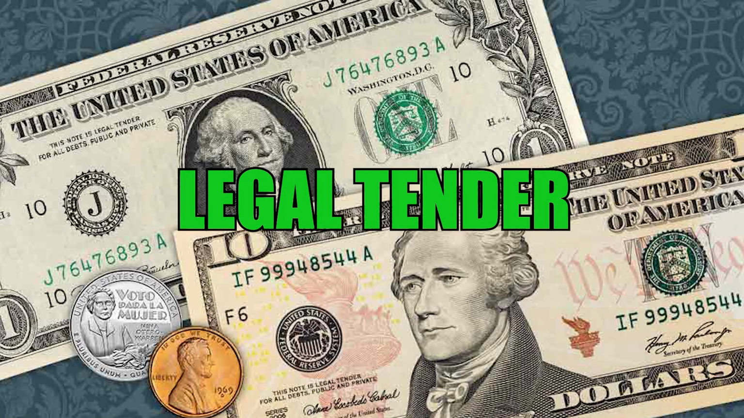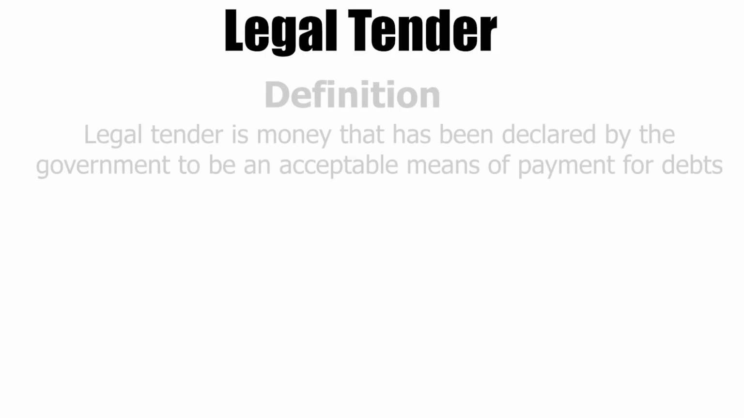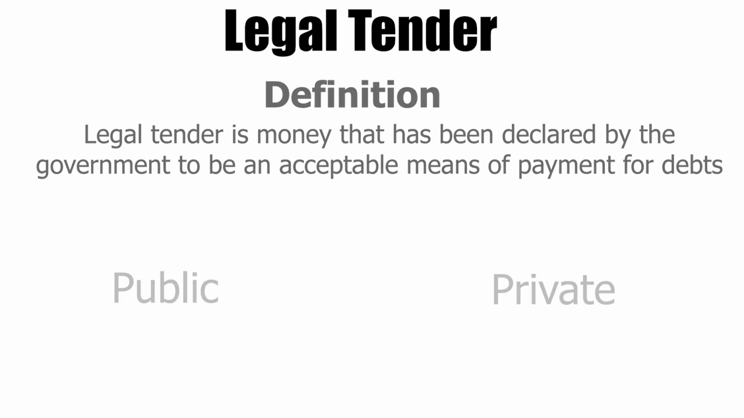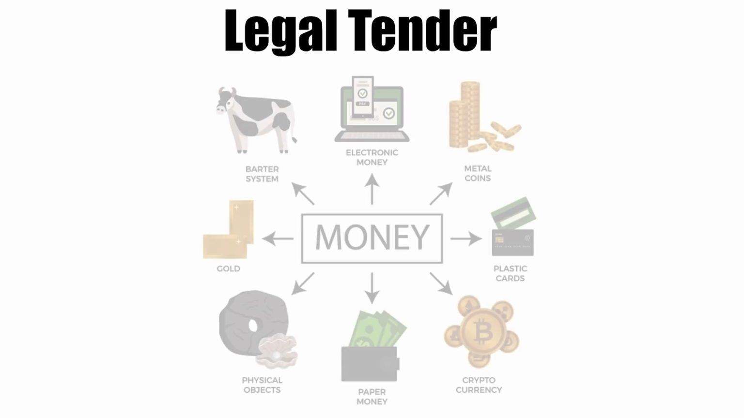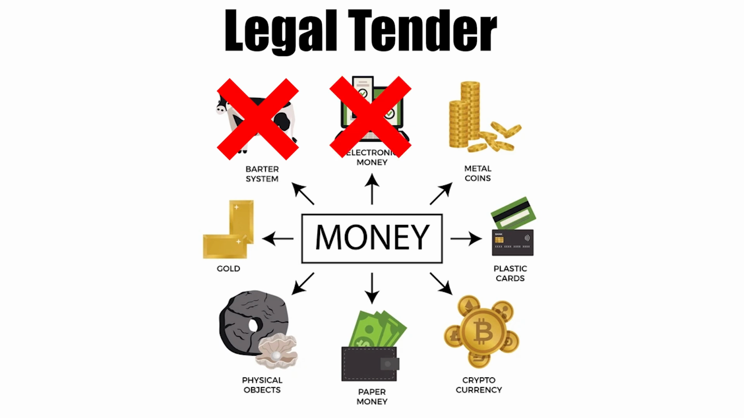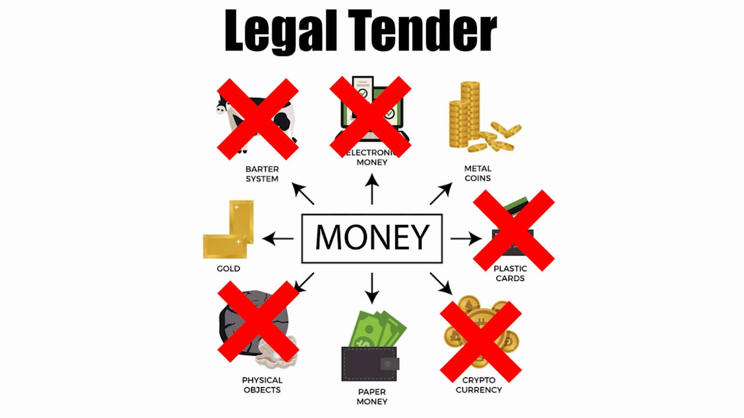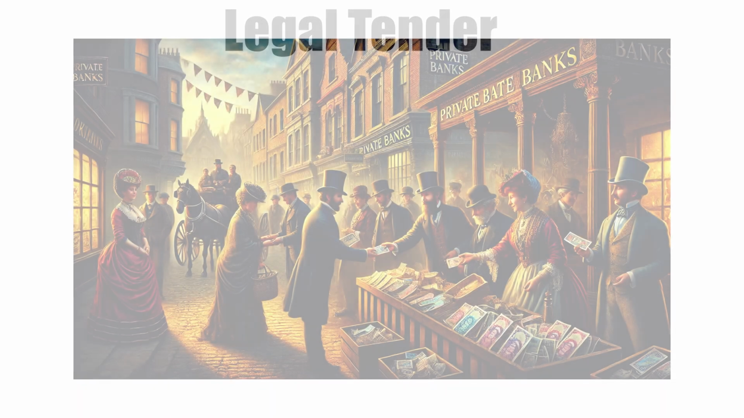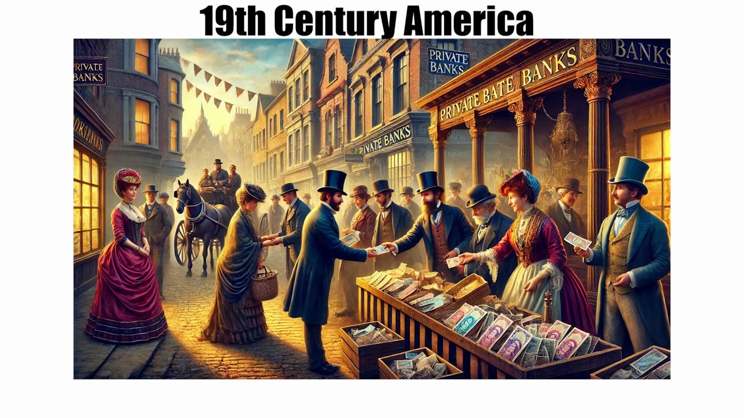So in economics, we have different forms of money. Legal tender is one of them. So let's define that. Legal tender is money that has been declared by the government to be an acceptable means of payment for debts, both public and private. But here's the thing. Not all money we use is legal tender. For example, bank balances, checks, and digital transactions aren't technically legal tender, yet they still function as money because people accept them. In the 19th century, banknotes were issued by private banks, which were widely used, but these weren't always accepted everywhere.